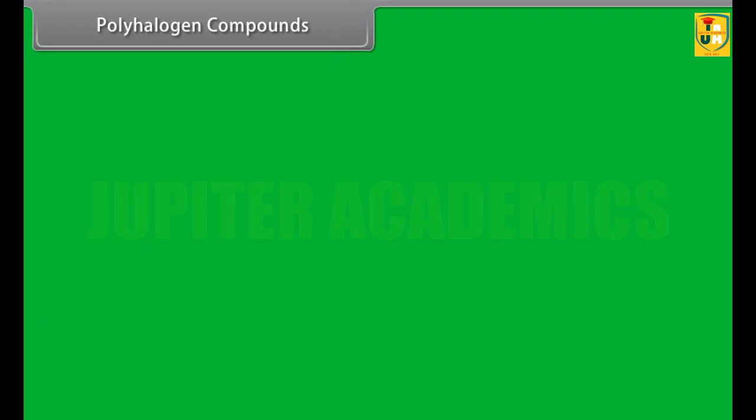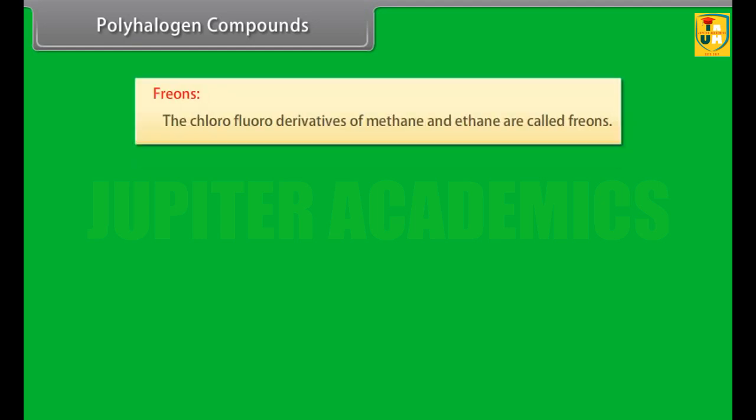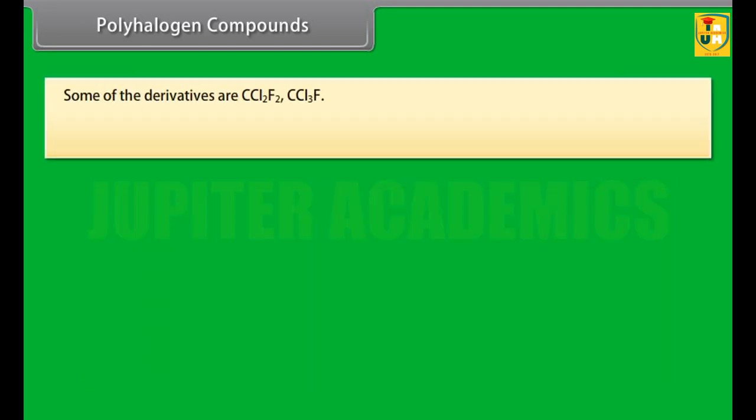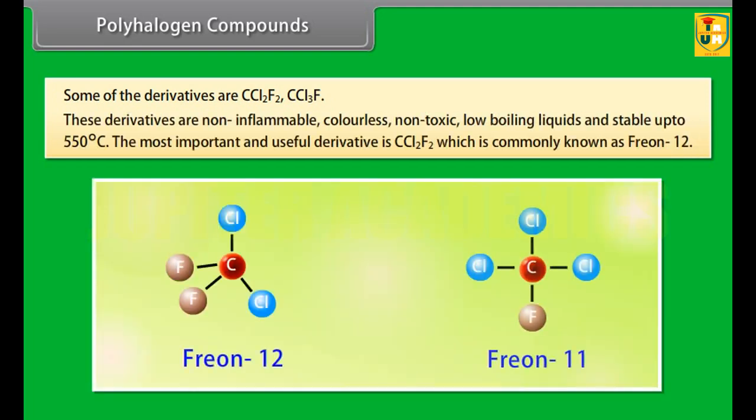Polyhalogen compounds. Freons. The chlorofluoro derivatives of methane and ethane are called freons. Some of the derivatives are CCl2F2 and CCl3F. These derivatives are non-inflammable, colorless, non-toxic, low boiling liquids and stable up to 550 degrees Celsius.